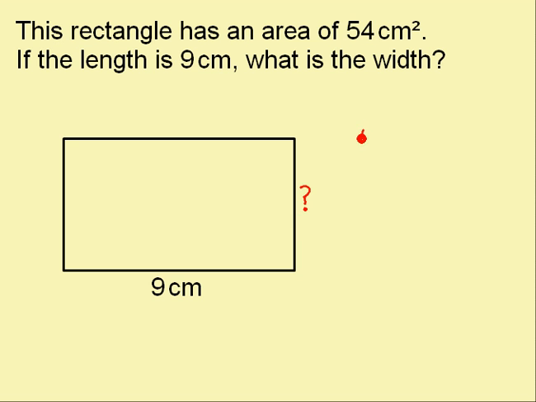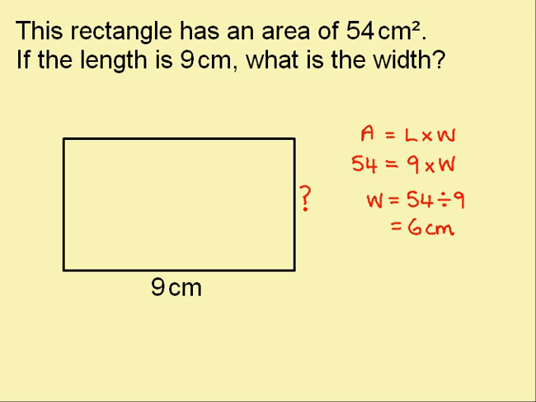So I know that the area is the length times the width. Now I'm told the area is 54, so I can put that in. And I know that the length is 9, so I can put that in. I don't know the width yet, so I can just leave that as a W. Now I need to work out what number I multiply by 9 to get 54. And to do this, what I can actually do is divide 54 by 9. 54 divided by 9 is 6, so the width must be 6 centimetres.